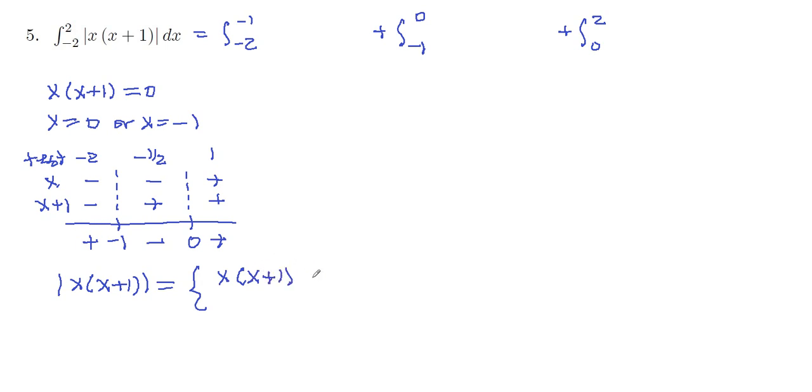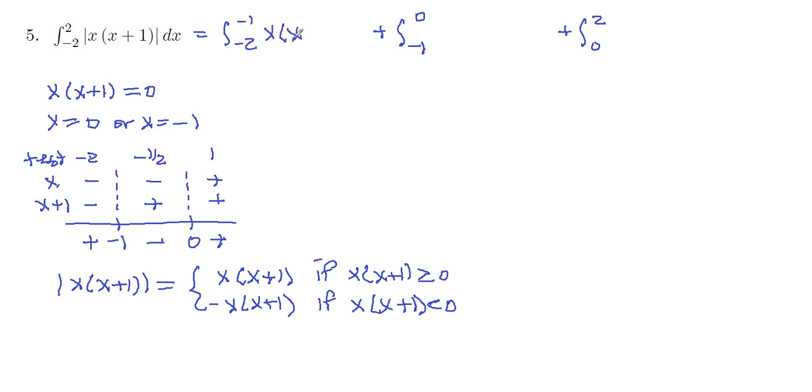where that function is positive. So this is if your x times x plus 1 is greater than or equal to 0. And it'll be the negative of x times x plus 1 if your x times x plus 1 is less than 0. So here and here, we can just drop the absolute values. So this is x times x plus 1 dx.